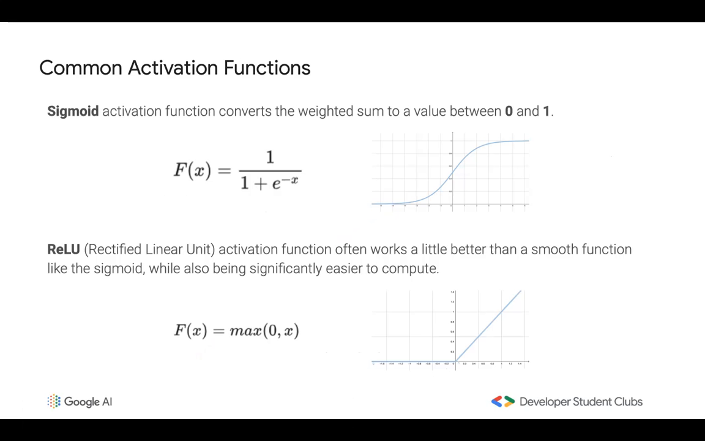Some of the common activation functions used in industry are the sigmoid function and ReLU. The sigmoid function is something I'm quite familiar with. I've used it before in a couple of models. It essentially gives an output between 0 and 1, the closer to 1 being the more likely you are to get activated.